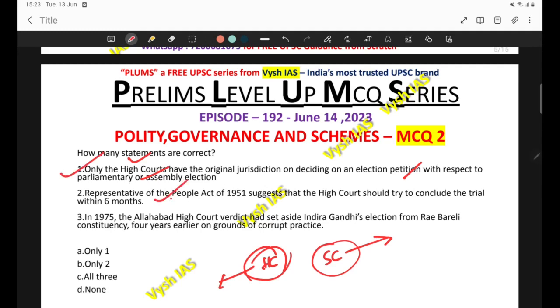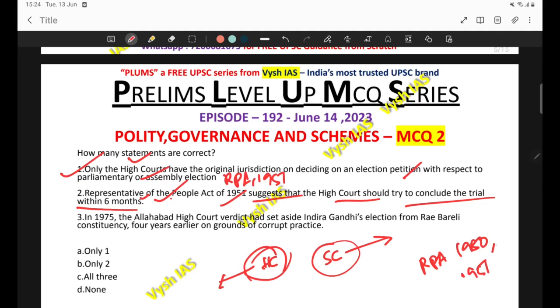Then the second, representation, this is the RPA Act 1951. The Representation of the People Act 1951 suggests that the High Court should try to conclude the trial within 6 months. Yes, RPA is very, very important. RPA 1950 and 1951, both of these acts are very, very important, and this statement is correct. Then, in 1975, the Allahabad High Court verdict set aside Indira Gandhi's election from the Rae Bareli constituency on the grounds of corrupt practice. Again, this is a fact statement, but it is a correct statement.